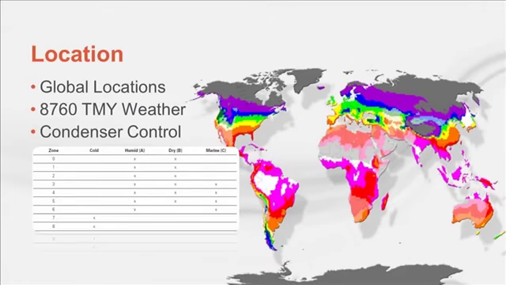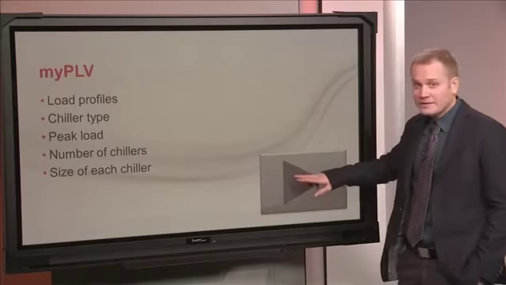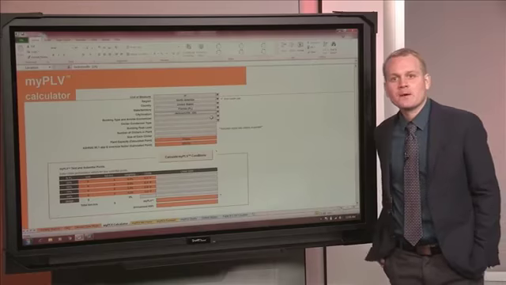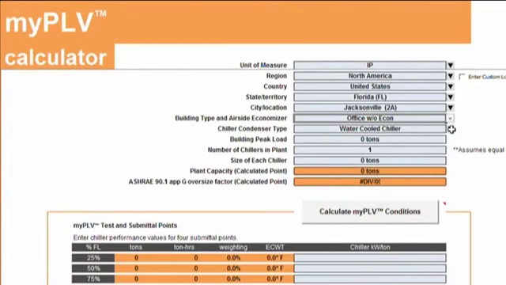But let's get back to our example. The next inputs will be building type, peak building load, and this is total building load, number of chillers serving the building, chiller type, and finally size of each chiller serving the building. Note that MyPLV will always assume that the chillers are equal sized and in a parallel configuration.